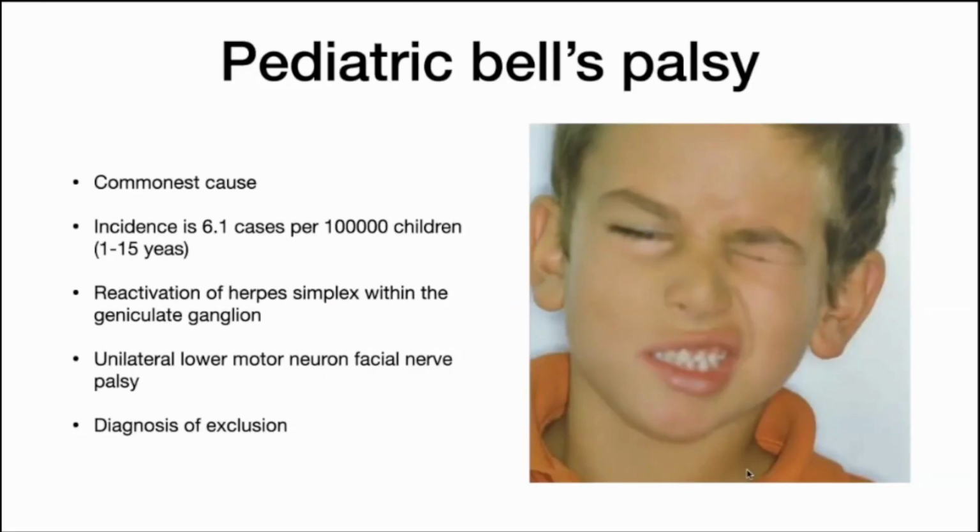Pediatric Bell's palsy is not as common as adult Bell's palsy. A patient is labeled with Bell's palsy when we cannot find any cause, his hearing is normal, and otoscopy is normal. So it is basically a diagnosis of exclusion, whether adult or child. The incidence is about 6.1 cases per 100,000 children. It is actually reactivation of herpes simplex within the geniculate ganglion. It is a unilateral lower motor neuron facial nerve palsy, and I'll be discussing the management of pediatric Bell's palsy later.